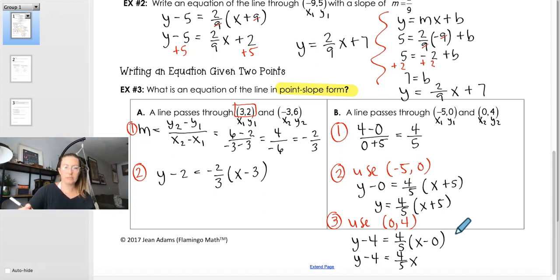Alrighty. Go ahead and flip to the next page.